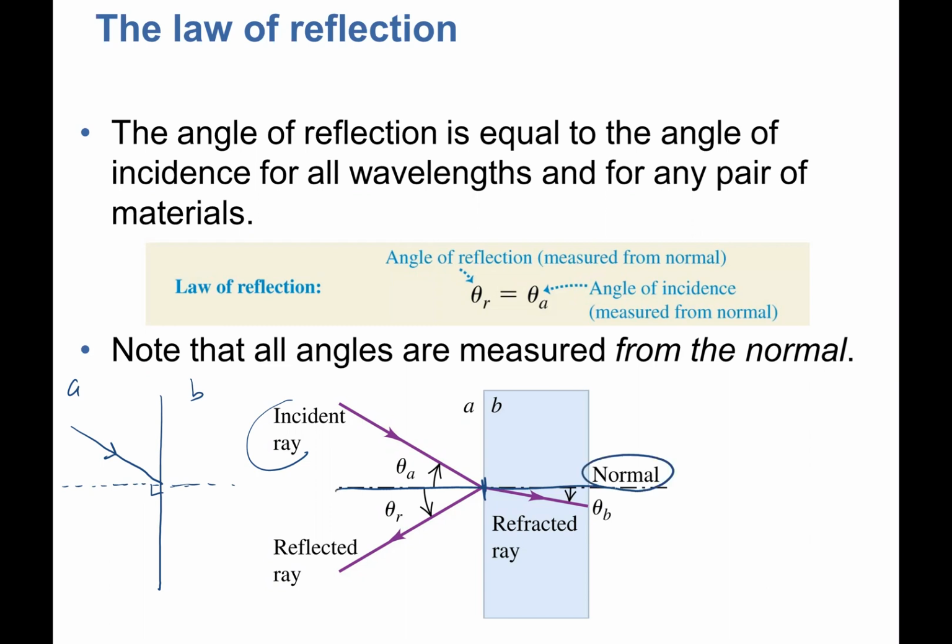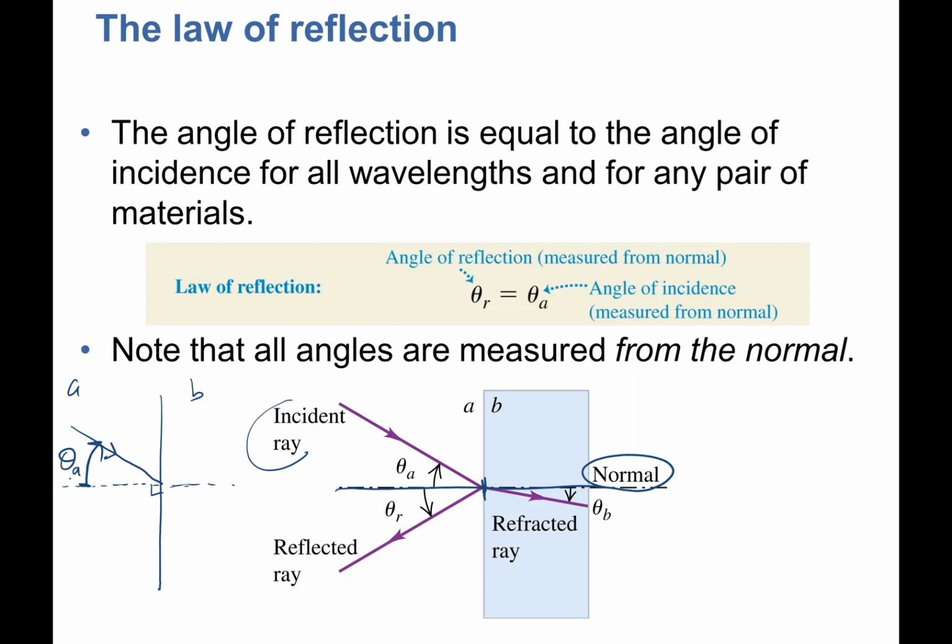Then I'm going to take the direction of the incident ray, the incoming ray, with respect to the normal, not the surface, but with respect to the normal. I'm going to measure starting from the normal line to that ray. This is going to be theta A, which is the angle of incidence. The angle of incidence represents the direction of the incident ray relative to the normal.